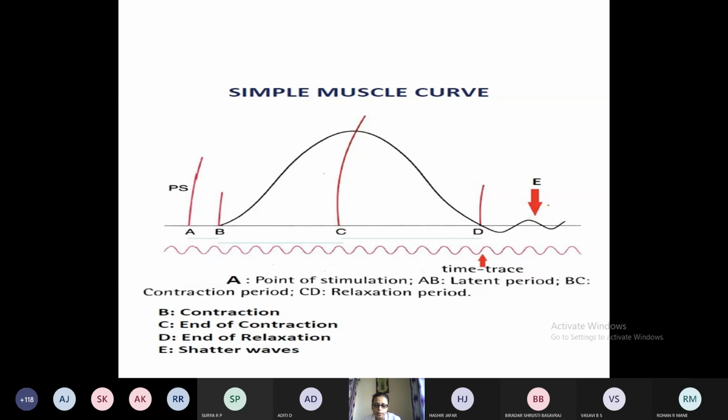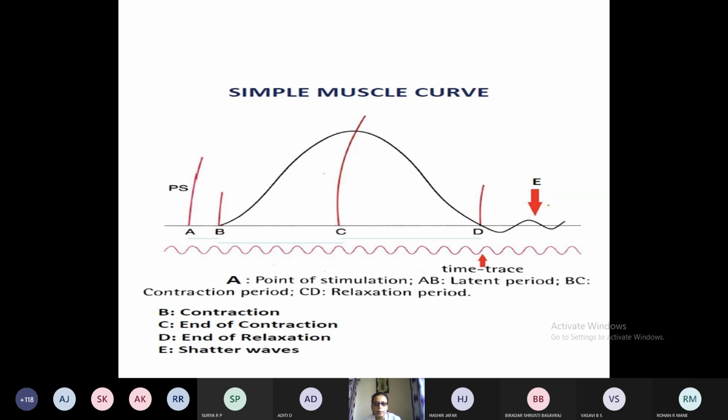So the very first important reason is that whenever we apply a threshold stimulus, it takes time to conduct the impulse from the nerve to the muscle. So it is the time taken by the nerve to conduct its impulse from nerve to the muscle. So that could be the one reason.